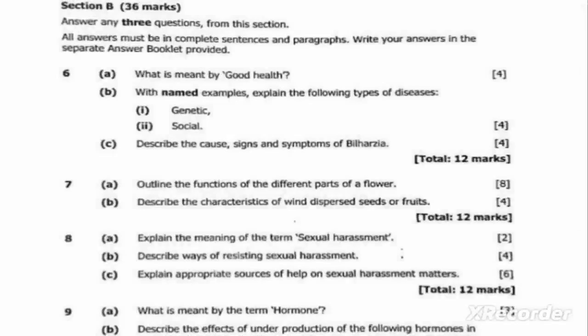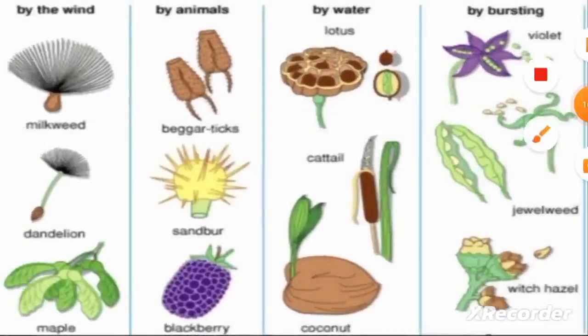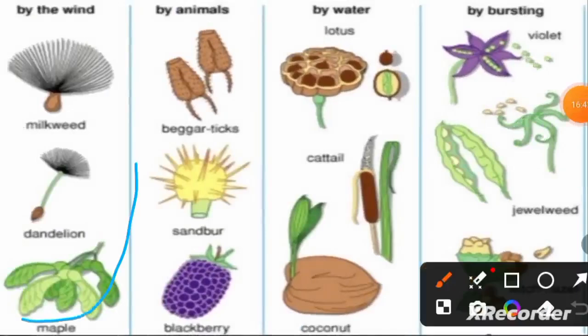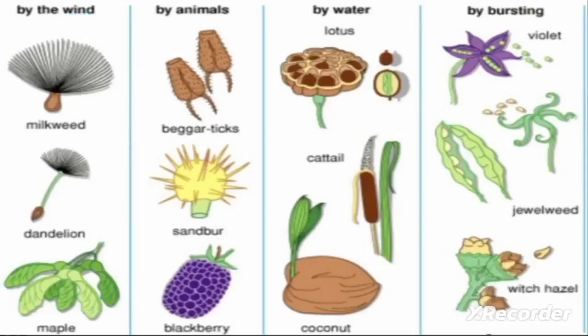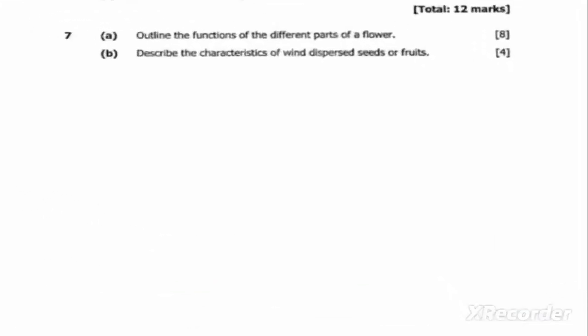Question 7b, the question reads, describe the characteristics of wind dispersed seeds or fruits. The question is carrying 4 marks. So they want us to describe the features or characteristics possessed by these fruits or seeds for them to undergo wind dispersal. So here we have seeds and fruits participating in wind dispersal, and we can see some of the features or characteristics possessed by these seeds or fruits.